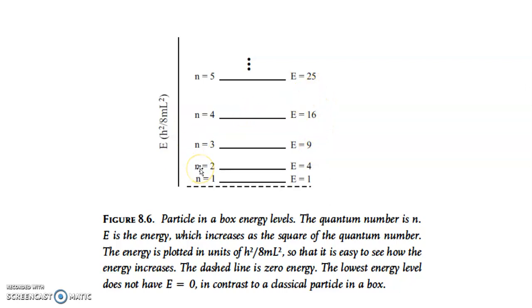So for the particle in a box energy levels, the quantum number is n, E is the energy, which increases as the square of the quantum number. And the energy is plotted in units of h square divided by 8 m L square, so that it is easy to see how the energy increases. The dashed line is the 0 line. This is 0 energy. The lowest energy level does not have E equal to 0, in contrast to a classical particle. This is the difference.